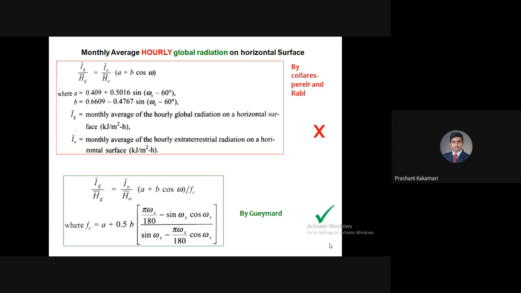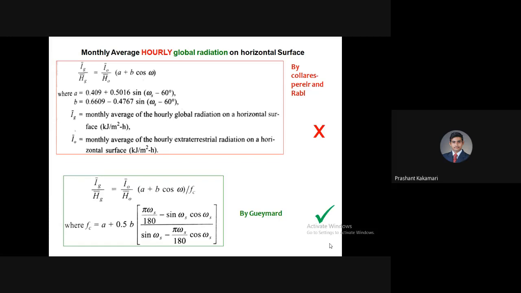Okay, so coming to the earlier equation, only due to the percentage of error of the results, we are not preferring it. Also, if you prefer, the percentage of error may be more. Okay, that depends on the given equations. Now later, this Gaimard, that is written below here, that researcher gave one more relation. He just added one more term to the entire equation. That is HIG bar by HG bar equal to I naught bar by H naught bar equal to, into A plus B cos omega divided by FC. So this constant value he introduced inside this equation with AB.